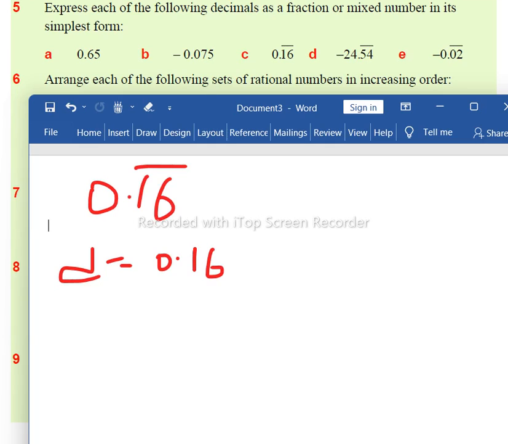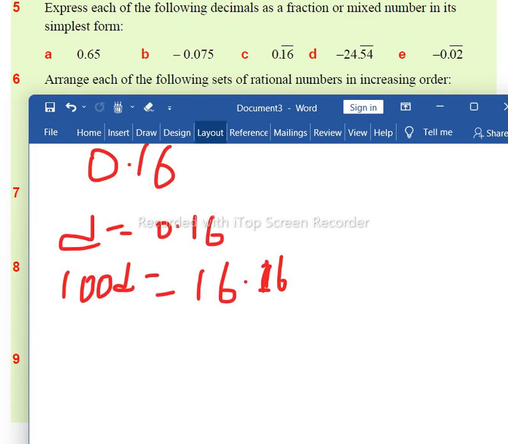0.60 repeating. Then we can multiply this by 100 or by 10, both sides. Let us multiply both sides by 100 for simplification. We get 100 D here. 100 D is equal to, this means again we have 60 like this. Since 60 is repeating, when we multiply by 100, we can write it like this.